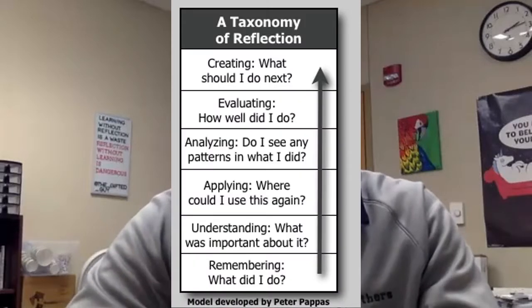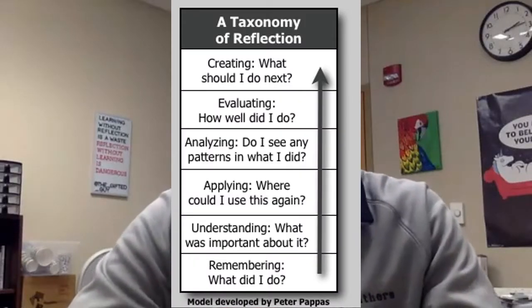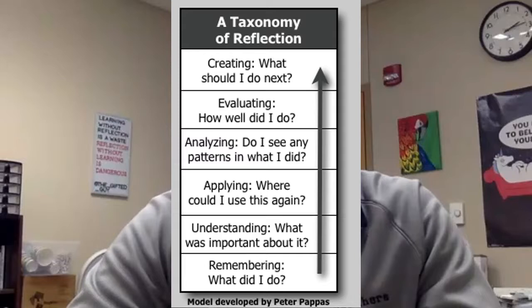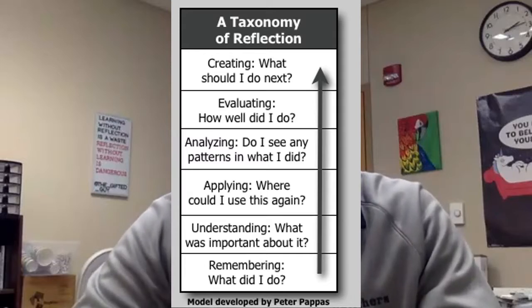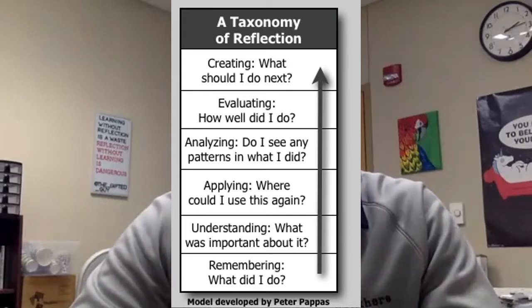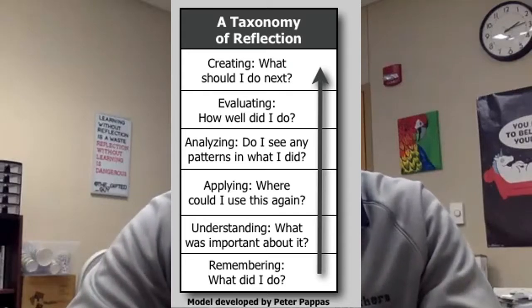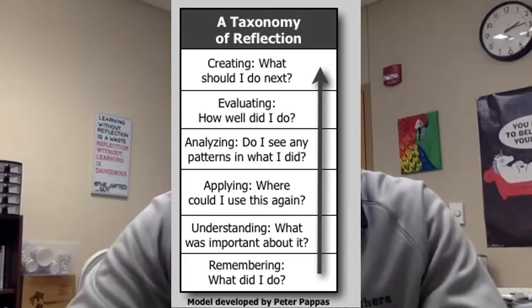So for instance, if you look at this taxonomy of reflection, you see that if you ask a what did I do type of question, it's a recall question. You're going to get a basic response, 1 sentence or whatever. But if you take it a step further and ask them, where could you use this again in the applying part, then they're really thinking about not only what they did, but what they could do towards the future, or what's the importance of this.